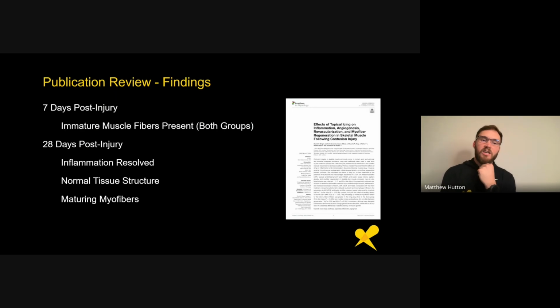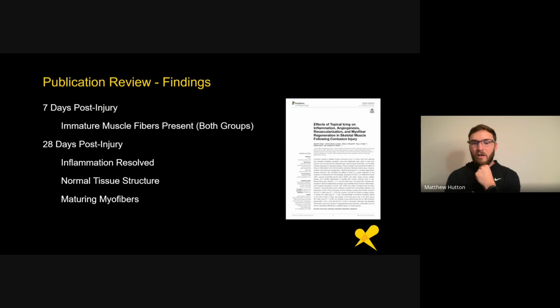Then we get even more interesting at 28 days post-injury. The inflammation was resolved in both groups. This is unsurprising because we're now a month post-injury. We would expect that to be done within the first 7 to 14 days. And then we start to see normal tissue structure. This was no different or not statistically significantly different between groups. So despite having delayed inflammation, delayed neutrophil arrival, delayed macrophage arrival, we have normal tissue structure. We have maturing myofibers in both groups.